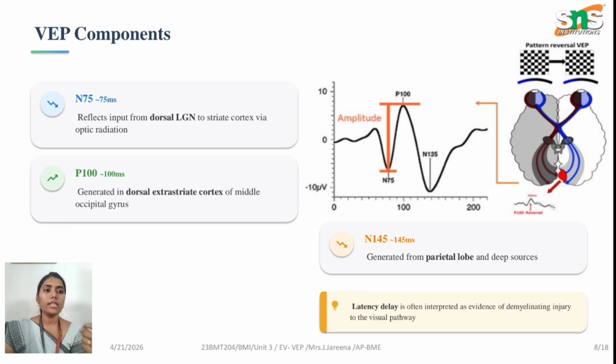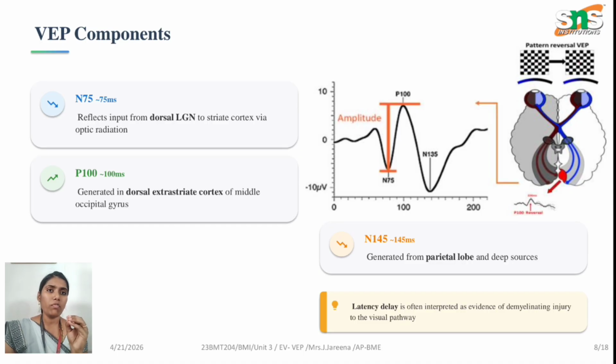N75 is the first negative waveform, which is produced at 75 milliseconds. That is the meaning of N75. Similarly, P100 is the first positive waveform, produced at 100 milliseconds, and N135 is the second negative peak, which is produced at 135 milliseconds. These are the components which highly represent the track of the visual pathway.